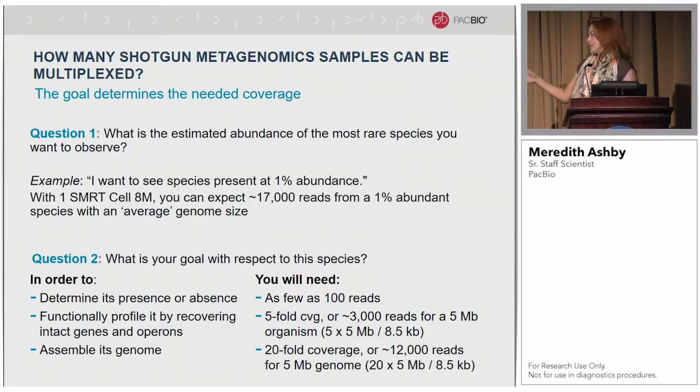And so question 2 is, what is your goal with respect to that species? If you want to just determine whether it's there or not, you don't need many reads at all. If you want to do functional profiling, we would recommend you get about 5-fold coverage. So functional profiling to us means you're not going to assemble, you're looking for genes. But then if you want to fully assemble the genome and create a new reference, then you need about 20-fold coverage. And that 20-fold number is on the lower side of what you might be used to hearing, because these are HiFi reads, and HiFi reads are easier to assemble. Because you don't need to do error correction, it's already done.